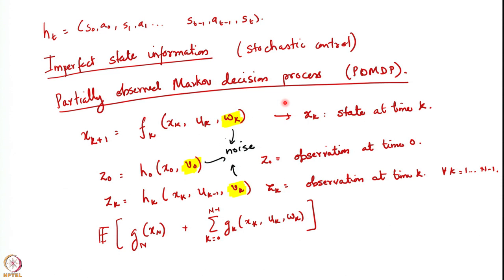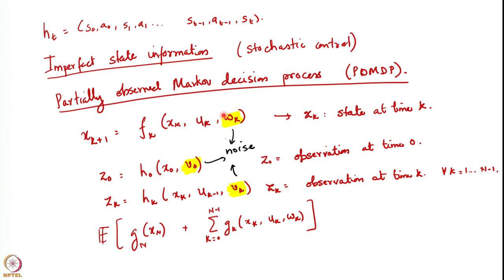So our first element was the state dynamics. The state of the system was denoted by xk, the state at time k plus 1 was denoted xk plus 1, and it was given as a function fk of xk, uk and wk. Here uk was the control action that you have to choose, and wk was noise.